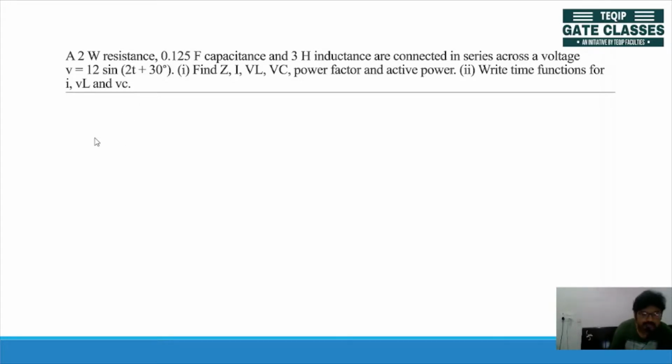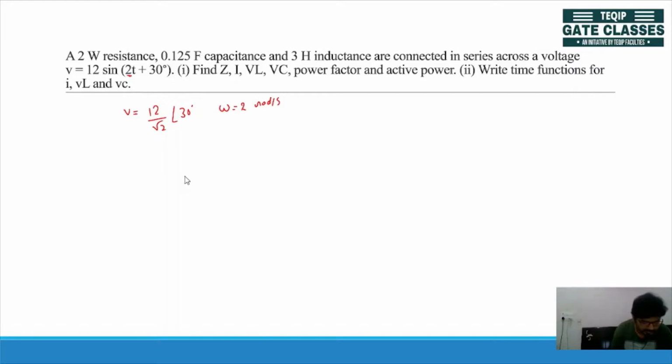You just have to write all equations in polar form. You can write your voltage V as 12. If you are writing the RMS value, you will write 12 by root 2 angle 30. Clear? This equation has 2t, which means your omega is 2 radian per second. L is given as 3 Henry. C is given as 0.125 farad.